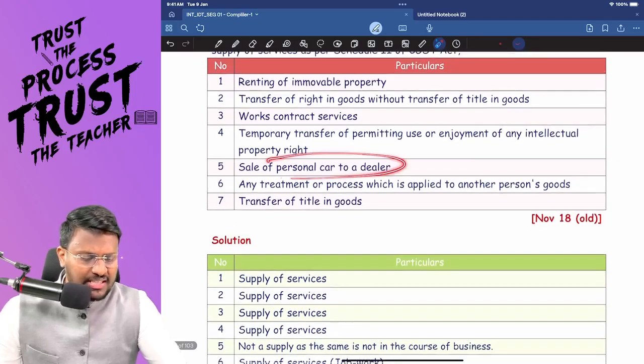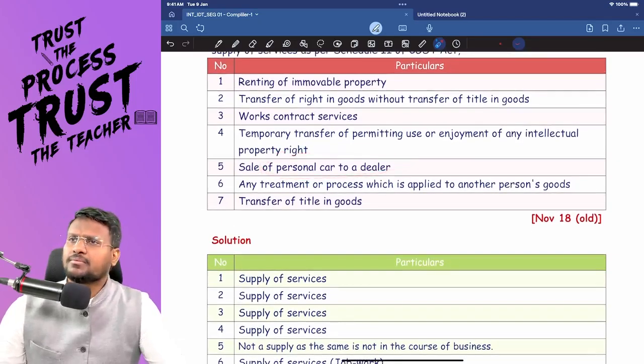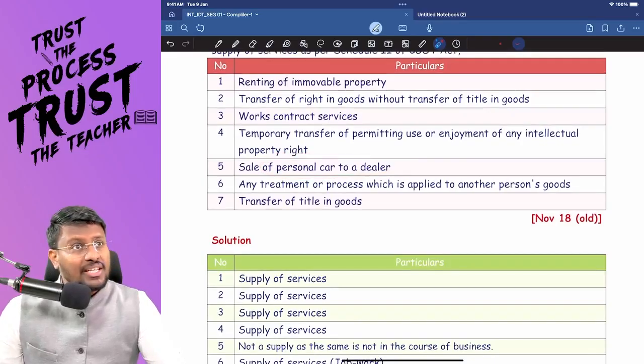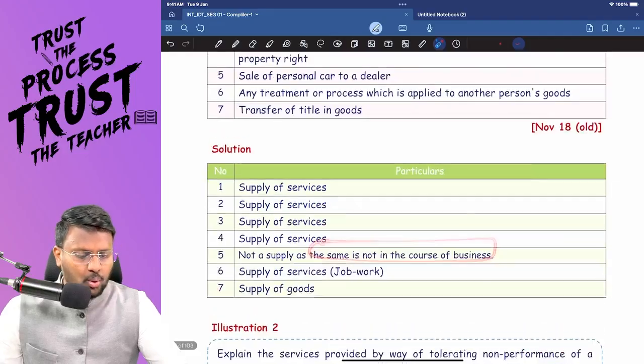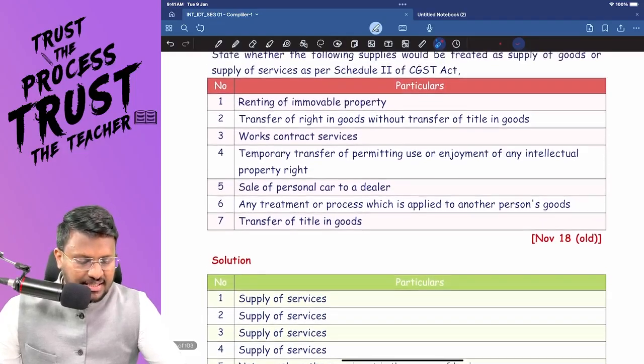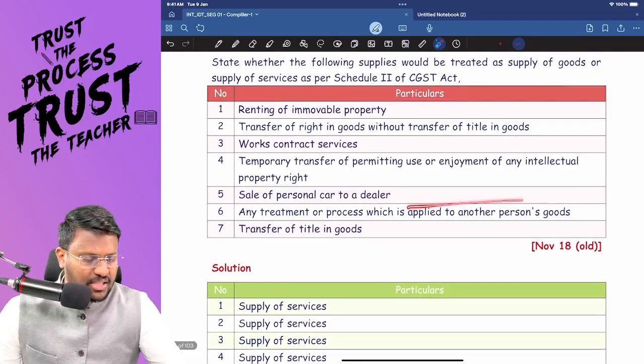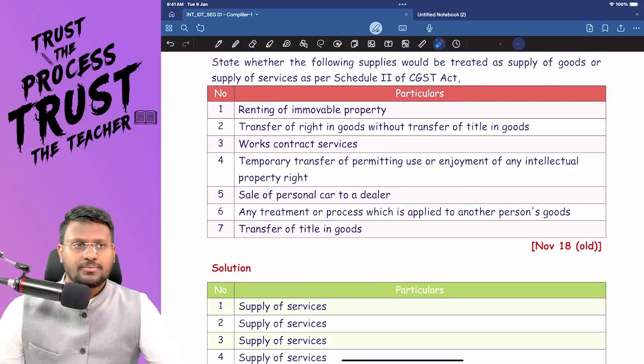Sale of personal car to a dealer. Not a supply, as the same is not in the course or furtherance of business. Sir, any treatment or process which is applied to another person's goods.